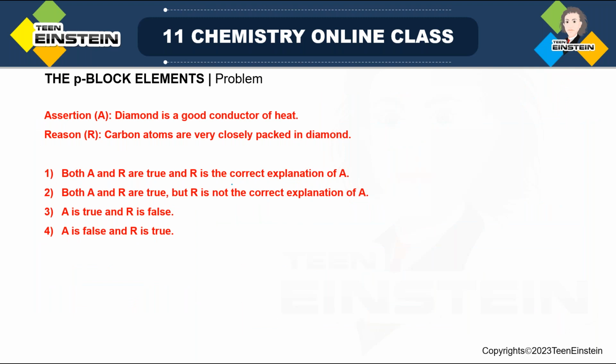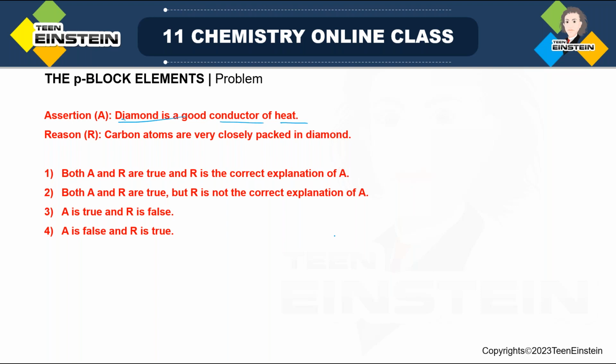Here we have a problem, assertion reason type, and this is related to diamond. So assertion is saying that diamond is good conductor of heat, and reason is saying that carbon atoms are very closely packed in diamond. Now, when we are talking about conduction, two things are there. One is electric conductivity and the other is thermal conductivity, two types. Now, in case of diamond, there is no free electron, so electronic conductivity is absent, but thermal conductivity is very good.